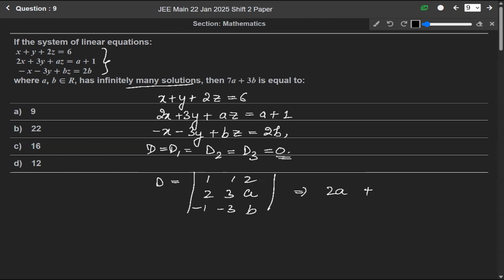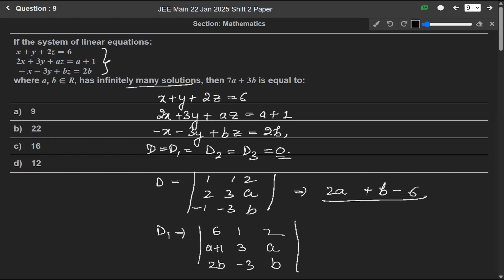It is given as 2a plus b minus 6. Okay. Now D1, if we write D1, we can write it as the determinant 6, 1, 2, a plus 1, 3, a, 2b, minus 3, b. So when we solve it, we get 12a plus 5b plus ab and then minus 6.